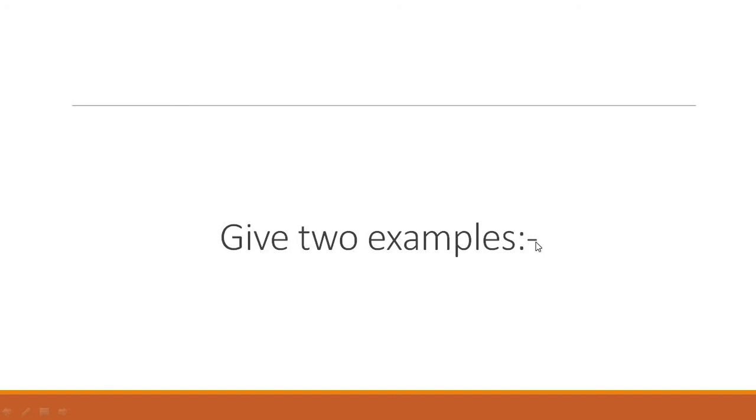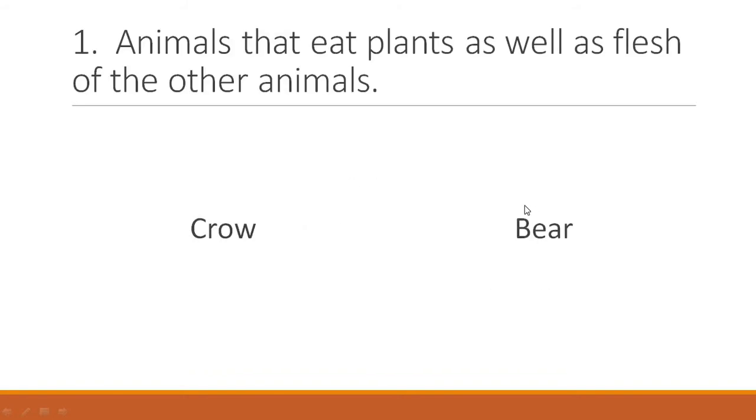Okay, so now moving on to give two examples. Now we are going to understand the answers in which the question asks you to just give two examples. That will be the answer in two words, a kind of. So the first question is animals that eat plants as well as flesh of other animals. You have to give two examples of such animals. You have to understand the sentence first of all. Without understanding, you will not be able to give two examples, right?